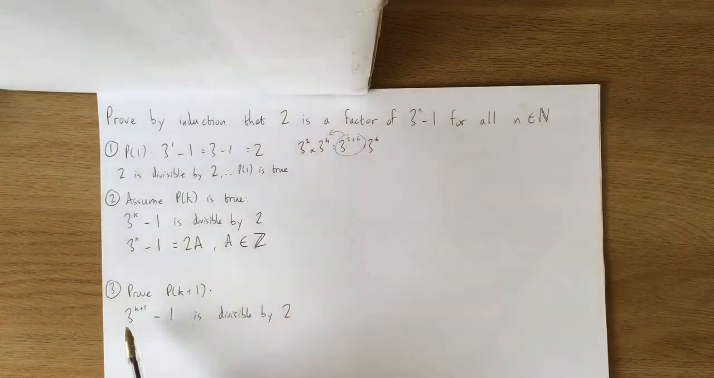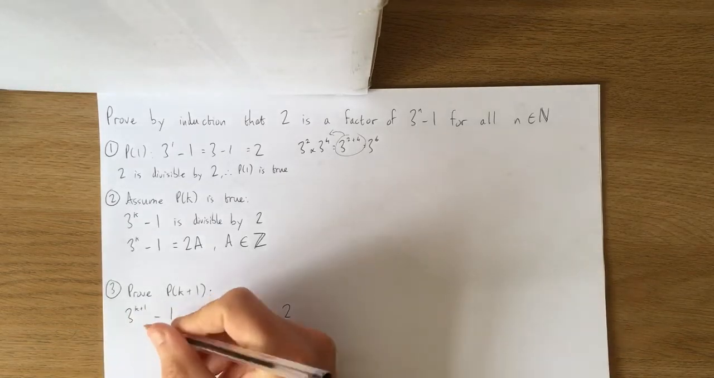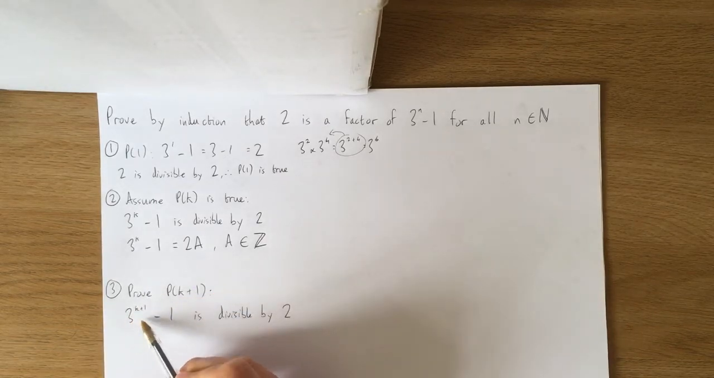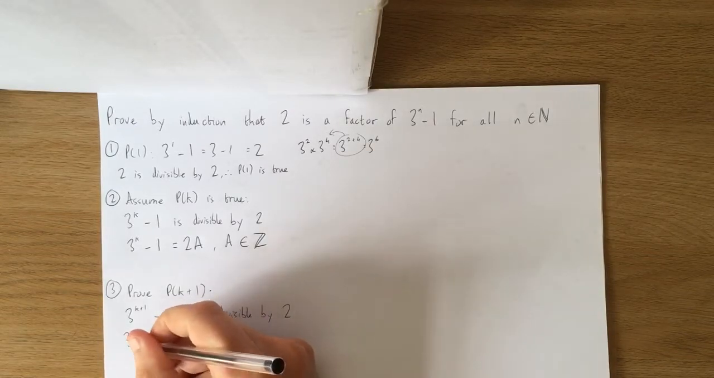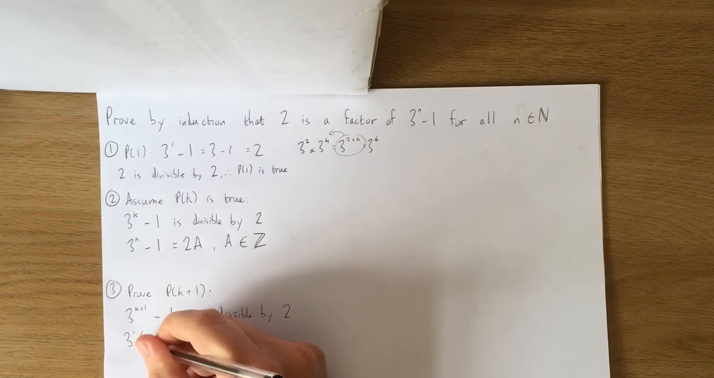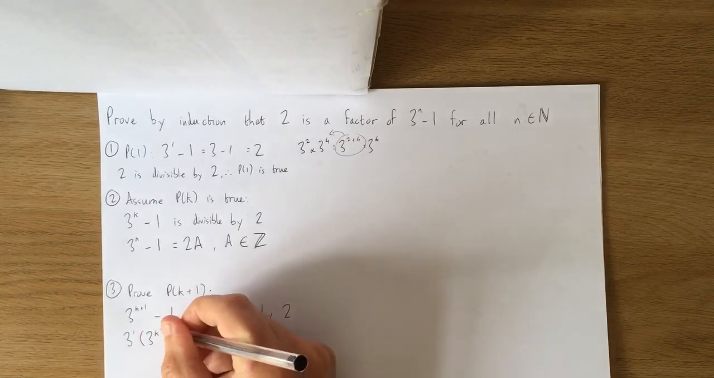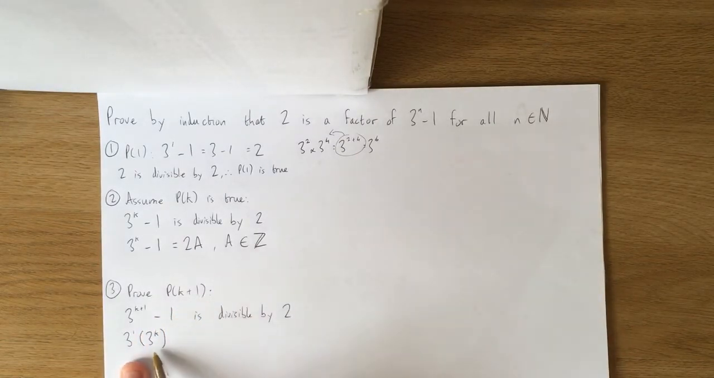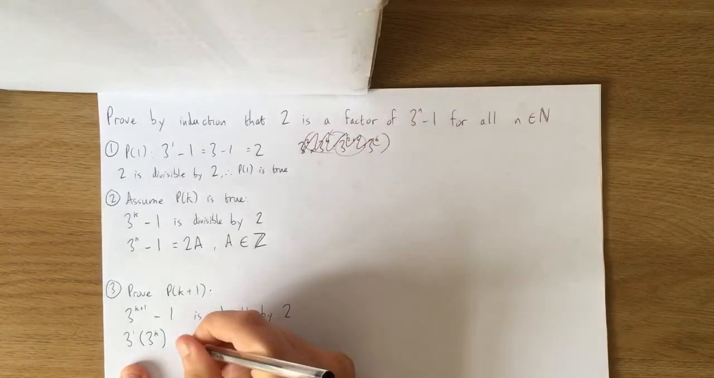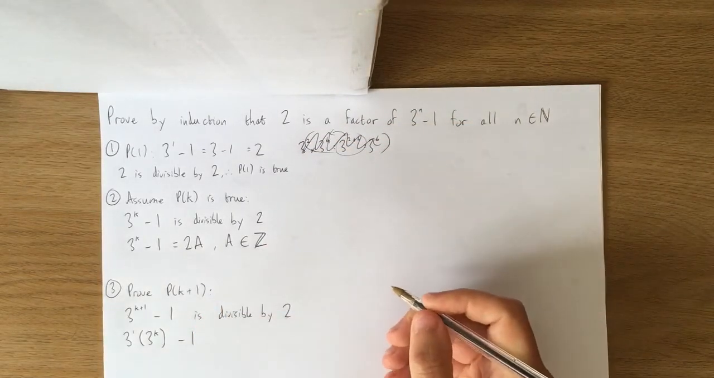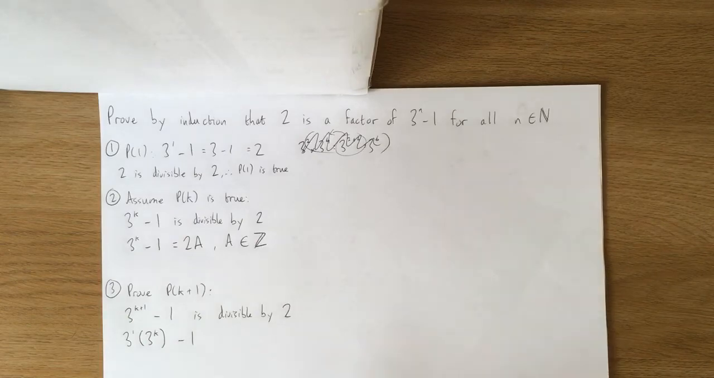So we have 3 to the power of k plus 1. So we're going to rewrite that as 3 to the power of k multiplied by 3 to the power of 1. All right, so I've got 3 to the power of 1 multiplied by 3 to the power of k. All right, so I could rewrite that as 3 to the power of k plus 1 minus 1. You can stop writing the "is divisible by 2" for now. We'll return to that at the end.